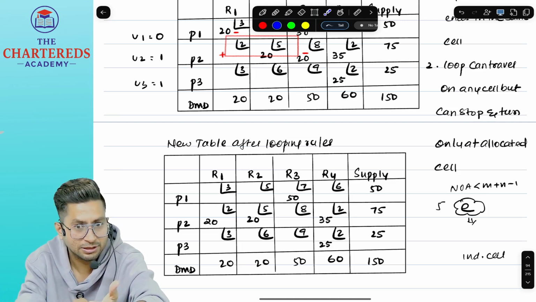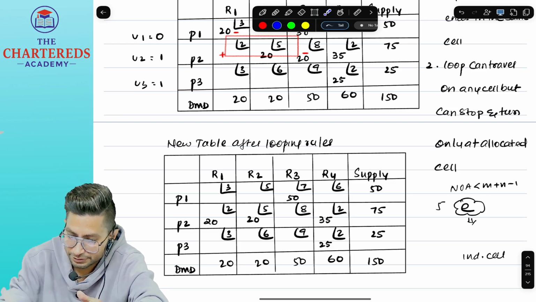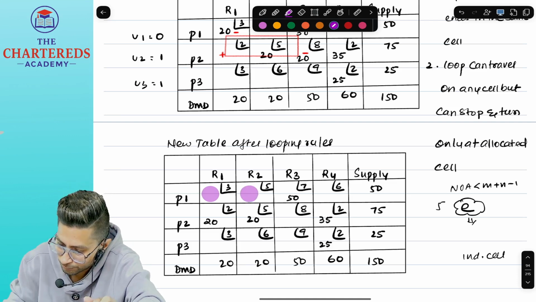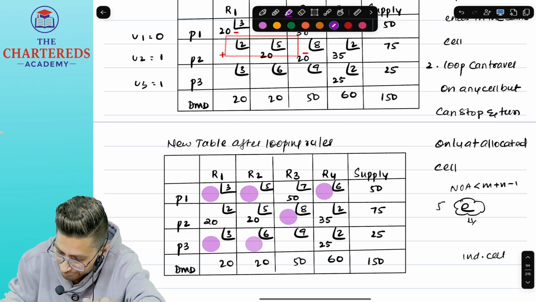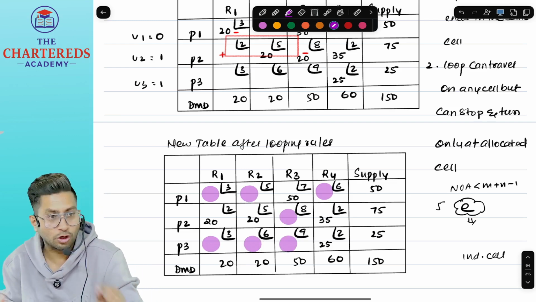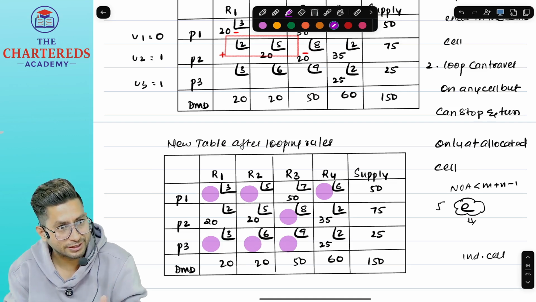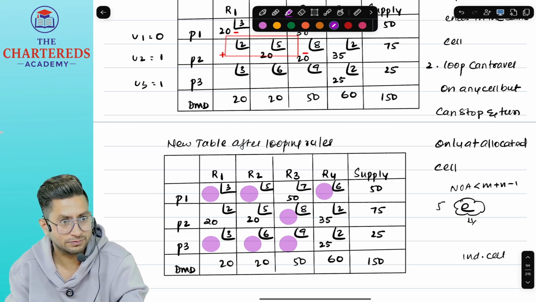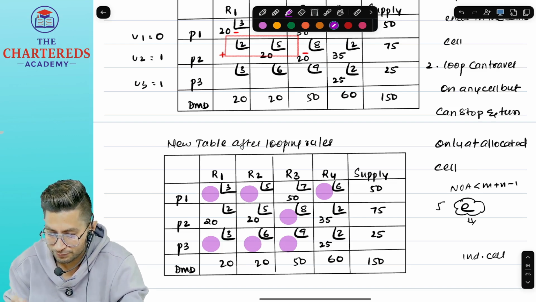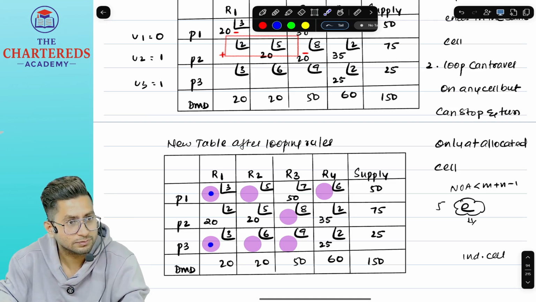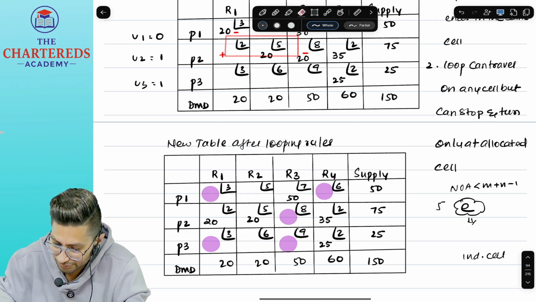Unallocated cell, lowest cost, independent cell. First, let us find out unallocated. This is unallocated. 2, 3, 4, 5, 6, 7. So how many unallocated cells are there? In these unallocated cells, now we have to find out the lowest cost. Which is having the lowest cost? 3, right? Here also, here also. So the others I will remove. These I will remove, not required.